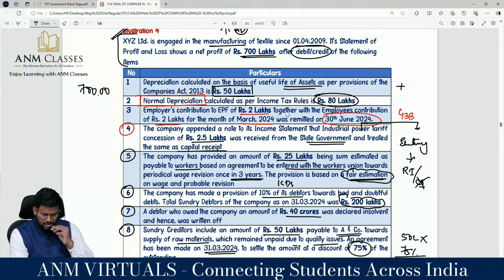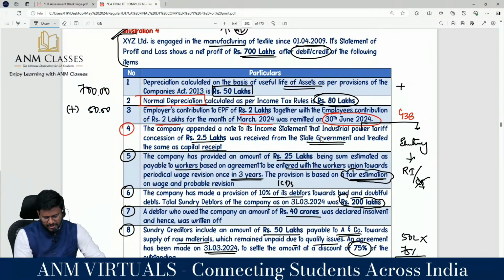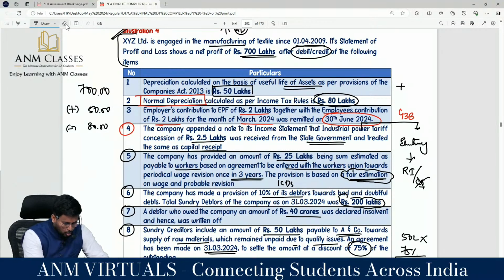Depreciation calculated on the basis of useful life of the asset as per the provisions of Companies Act should be added back. So I'm adding 50 lakhs. You also add in your calculator 50 lakhs. Sir, come along with me. Normal depreciation calculated as per the income tax rules, 80 lakhs. Less how much lakh? 80 lakh. Reduce 80 lakh. Sir, don't wait in examination. You write, I mean, but I am doing only the mathematical adjustment.